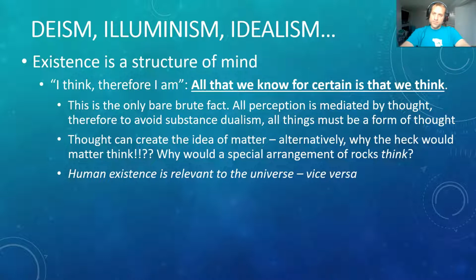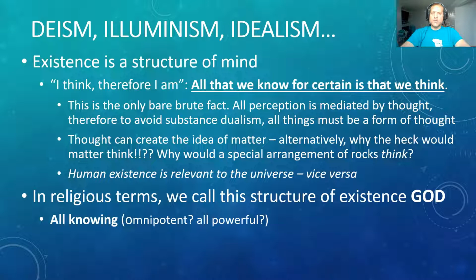So typically, universally, I suppose, in religion or deism, idealism, human existence is relevant to the universe and vice versa. The universe is relevant to human existence. There's a connection there, some sort of underlying meaning or relationship, which is not arbitrary and not haphazard, but relevant in some sense or another. So in religious terms, we call this structure of existence God. Typically, it's thought of as being all-knowing. Whether it's omnipotent and all-powerful is a question that philosophers have asked. That's the myth of Sisyphus, I suppose, right?